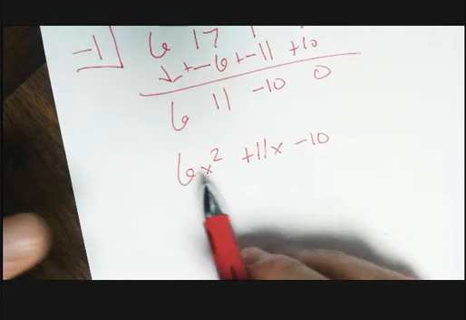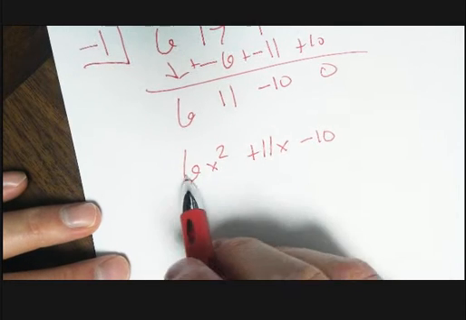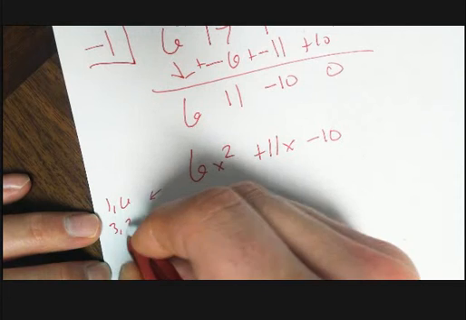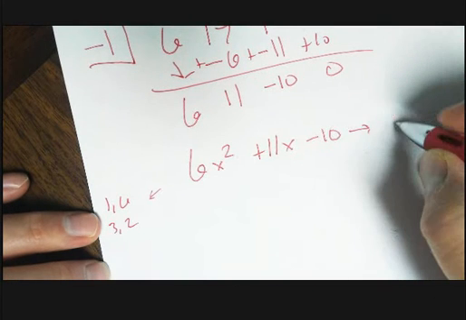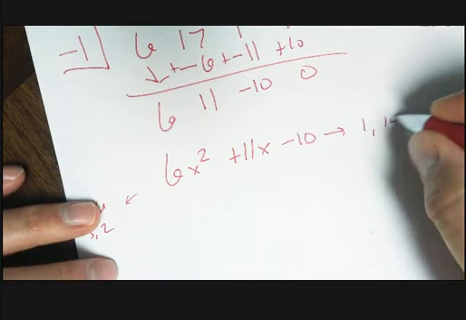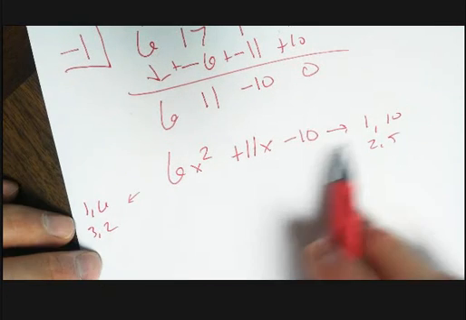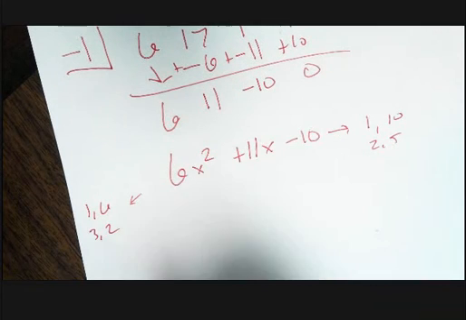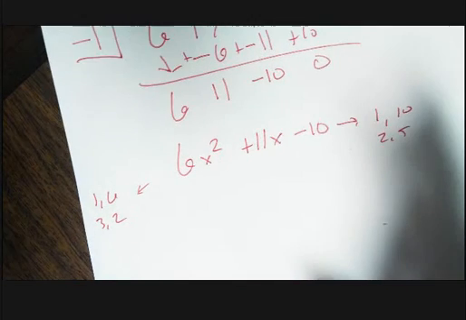The hard part is you have a 6 here, so you've got to take into account that 6 can either be 1 and 6 or 3 and 2. And then your 10 can be 1 and 10 or 2 and 5. So we want to see if there's a combination of the two that works. Okay, you can do guess and check. You can use diamond method. It's really your preference on how you want to solve this, okay?